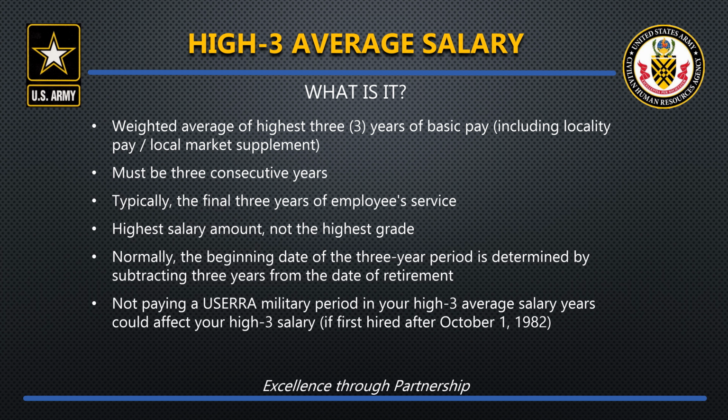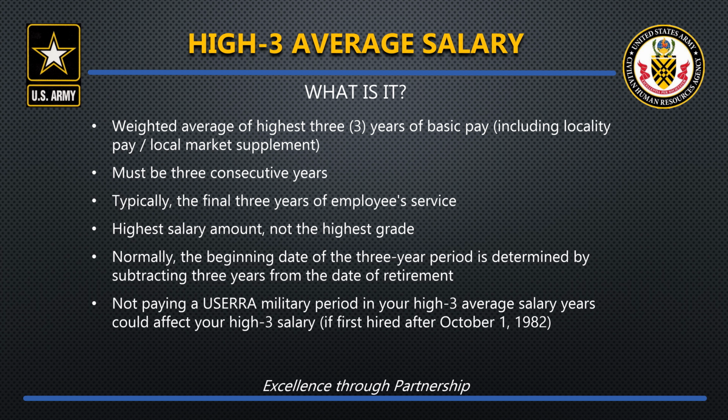An important part of the annuity computation is the high 3 average salary. This is a weighted average of the highest 3 years of basic pay, including any locality or local market supplement pay. The high 3 average salary is based upon 3 consecutive years and is usually the final 3 years you work for the federal government. The high 3 is based upon the highest salary, not the highest grade, and may be impacted by locality pay.